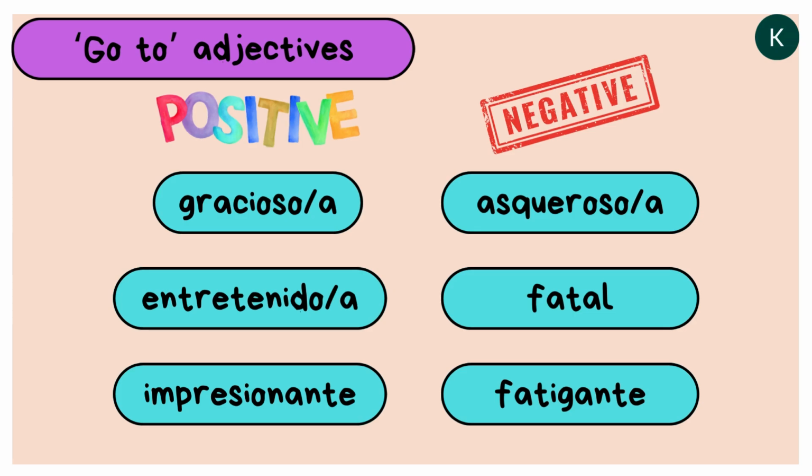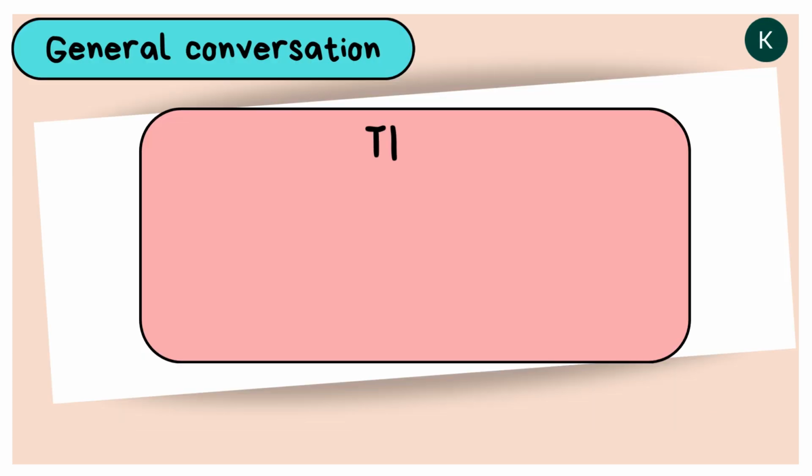So, for example, some positive adjectives could be gracioso, which is like fun or funny, entretenido, entertaining, impresionante, impressive. So, I can just use those if I'm thinking of something positive to say. And some negative adjectives could be asqueroso, awful, fatal, another word for awful, or fatigante, tiring. So think about 3 positive and 3 negative adjectives that you can use in case you just get a little bit stuck in the exam.